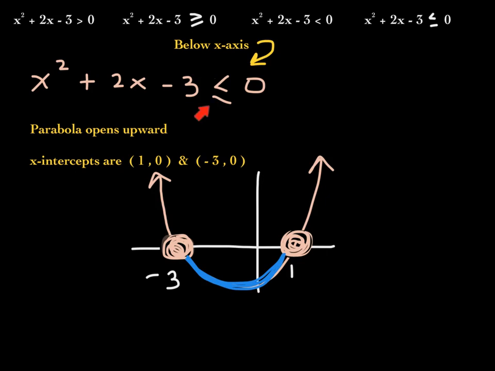All right, I swapped out the inequality symbol. Now it's non-strict, less than or equal to 0. It still means, when does a parabola go below the x-axis? The parabola still opens upward. The x-intercepts are the same. Now I closed in these x-intercepts.